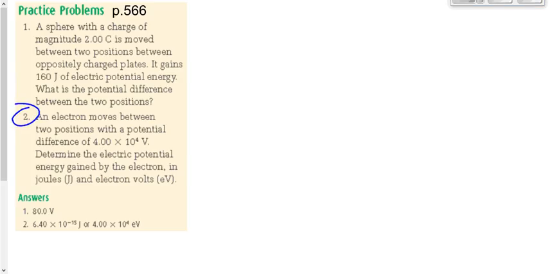Okay, let's take a look at question number 2. It says an electron moves between 2 positions with this potential difference. What's the potential energy gain? Listen, this is a bit easier than the example we did, because we already have the potential difference, delta V. It's 40,000 volts. We're talking about an electron, so we also have the charge of the electron, 1.60 times 10 to the minus 19 coulombs. It's actually negative, but we know that when we plug it into an equation, we're going to drop the negative sign, because we always do.